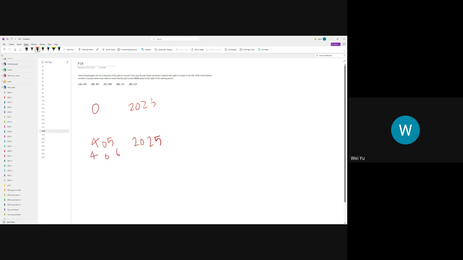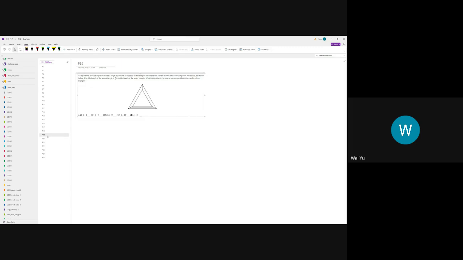be covered by -3. A distance of 7 can't be covered, but a distance of 12 can. So we need 4 more jumps to get from here to here. So it's 407 plus 4, which is equal to 411.